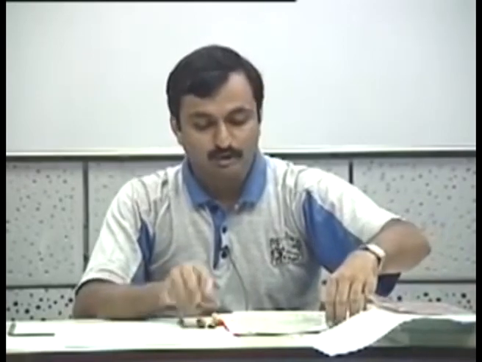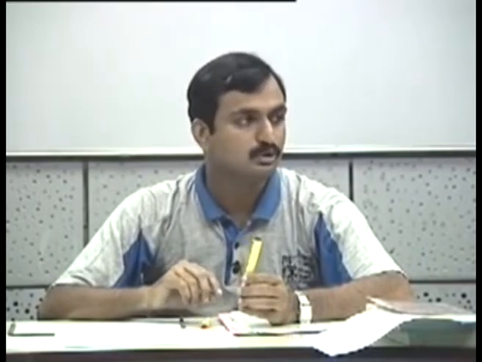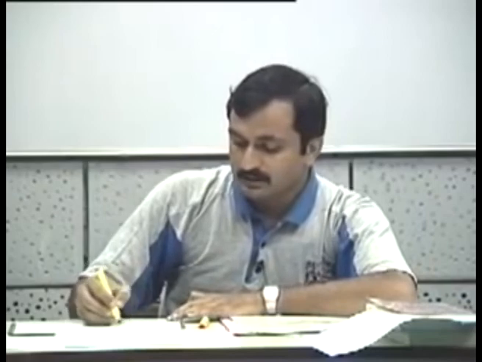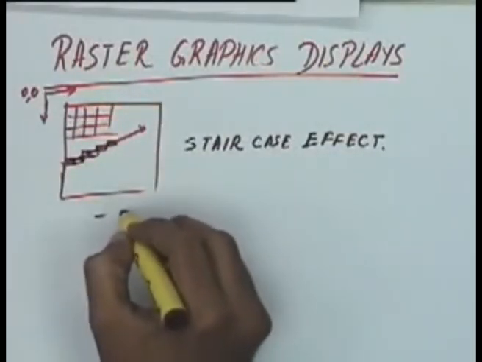So we will not go into details of the line algorithm today. We will just see what are the essential characteristics which a line drawing algorithm should have in order to be suitable for CAD purposes. The first is that when we draw a line from this algorithm, it should appear straight.